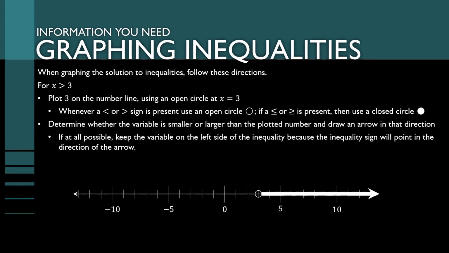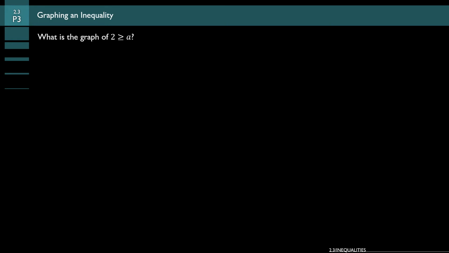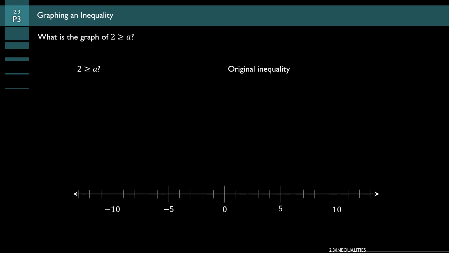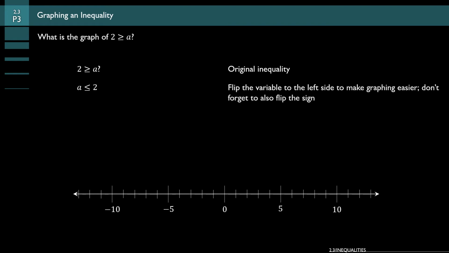Now, we're going to use this in problem number 3. What is the graph of 2 is greater than or equal to a? So we have our original inequality. What I would recommend, again, is to move the a to the left side. Because if we move the a to the left side, then whichever way our greater than or less than sign is pointing, that's the direction that our arrow on our number line is going to go in.